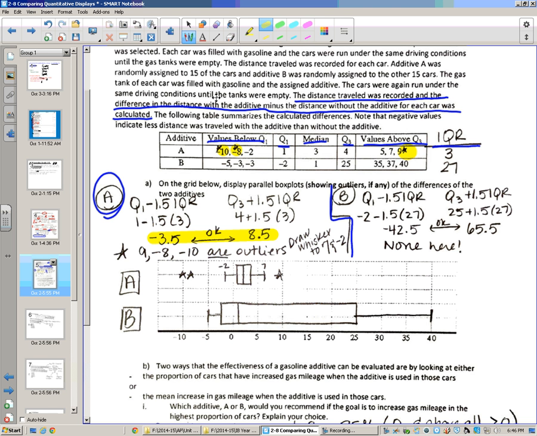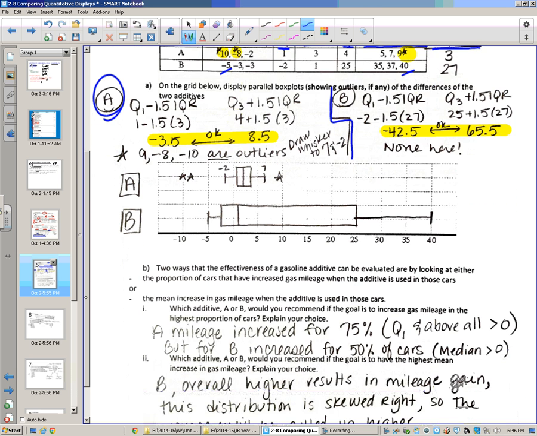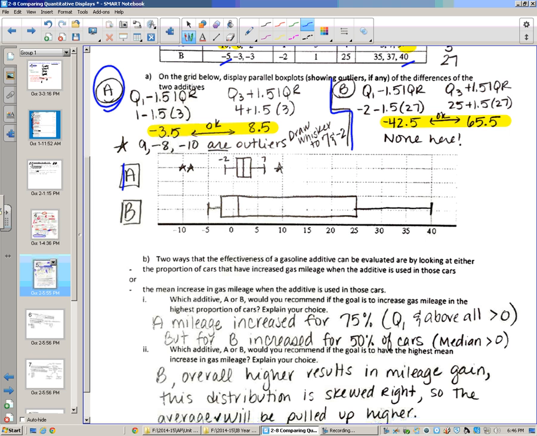For additive B, however, when I do this, my range is negative 4.25 to 6.55. Looking at my max and my min for additive B, it's 4, and my min is negative 5. They're all within that range, so there's none here. So then we made what's called parallel box plots. So they give you the number line, and you have to label which box plot's on top.